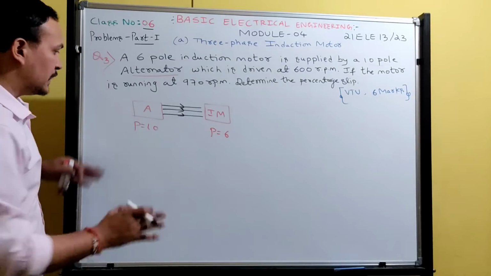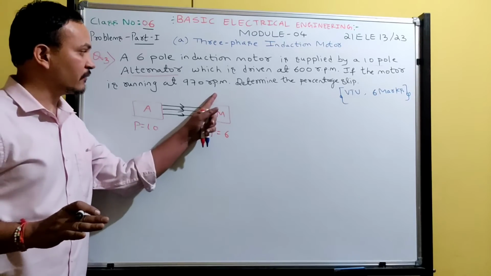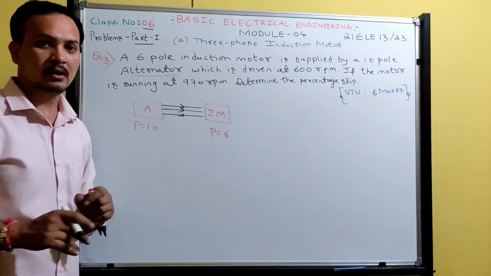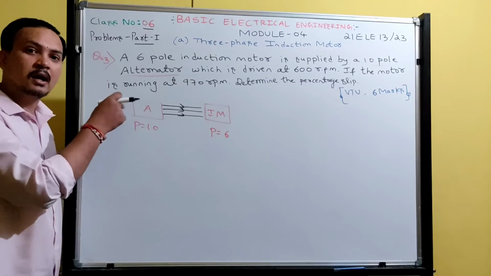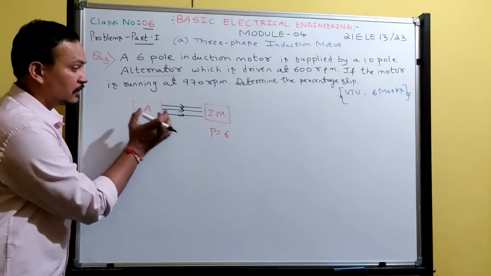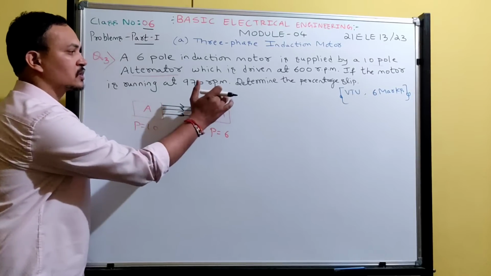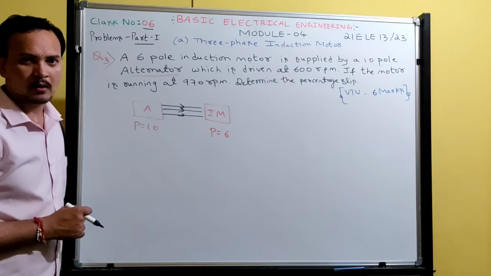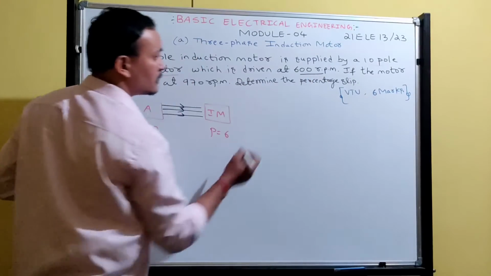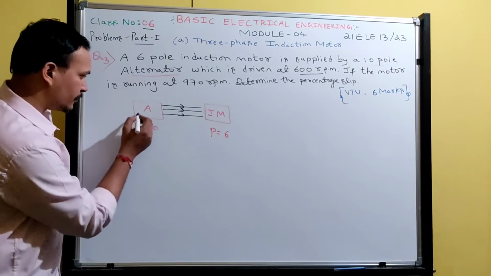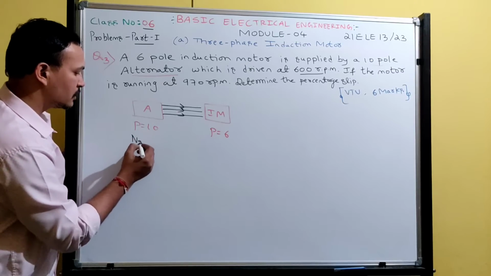The alternator is given only for namesake. What we need is the supply frequency for the induction motor. Supply is getting for the induction motor from the alternator. At whatever frequency the alternator is supplying the induction motor, the same frequency will be the induction motor stator frequency. Supplied by a 10-pole alternator driven at 600 rpm means this alternator is coupled to some mechanical input and is running at 600 rpm.